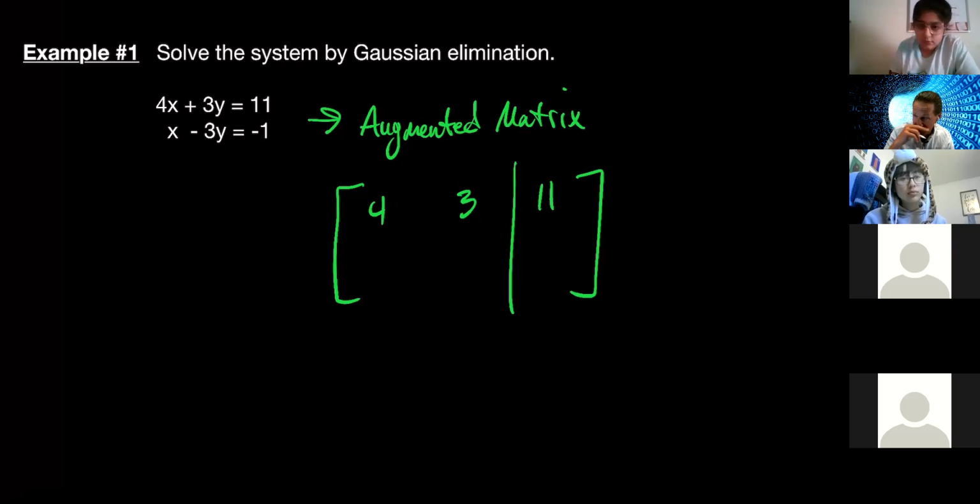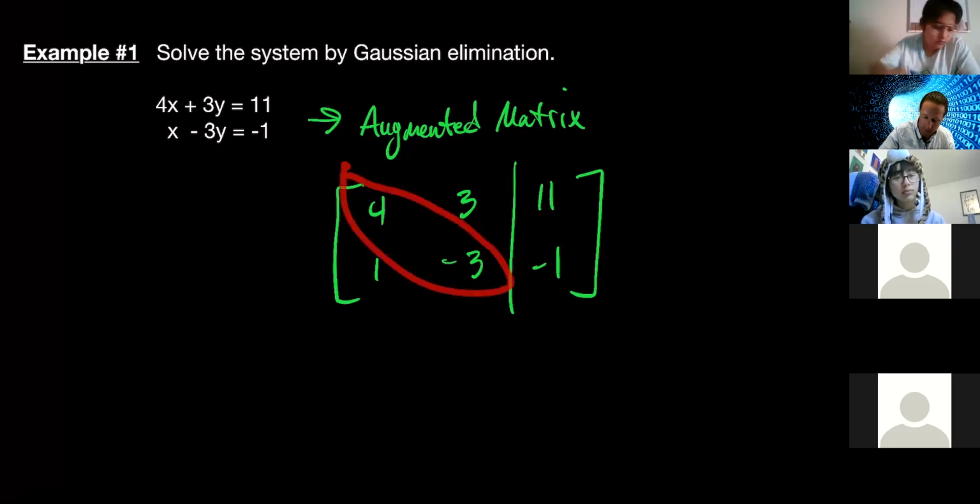What's row 2 going to look like? 1, -3, -1. That's it. And what is our goal? What are we trying to do? Get a row of 1s, and then everything below it, 0s.